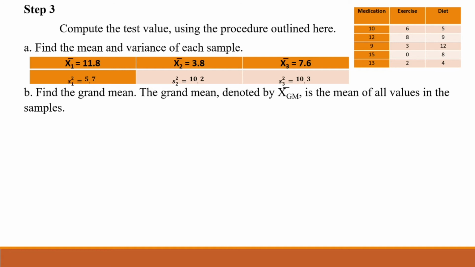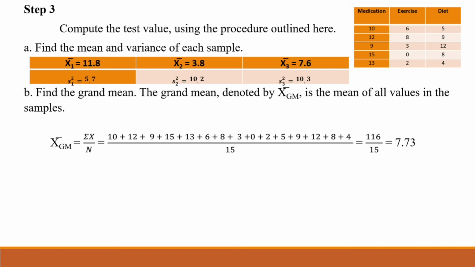Letter B, find the grand mean. The grand mean denoted by x bar grand mean is the mean of all values in the samples. So yung formula ng grand mean natin is the summation of x bar, nawala yung bar niya, kaya x bar divided by the sum of the sample size of the groups. Yung kung ilan lahat yung sample size natin.